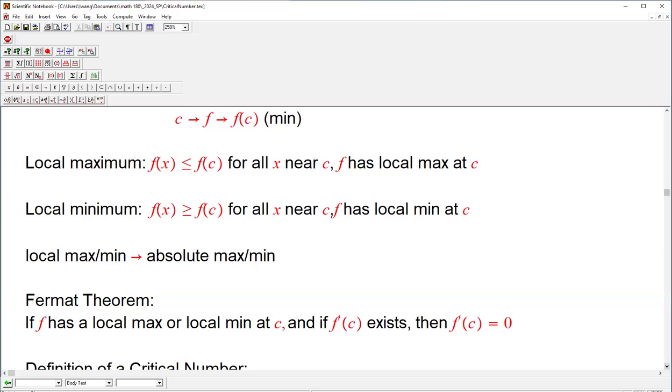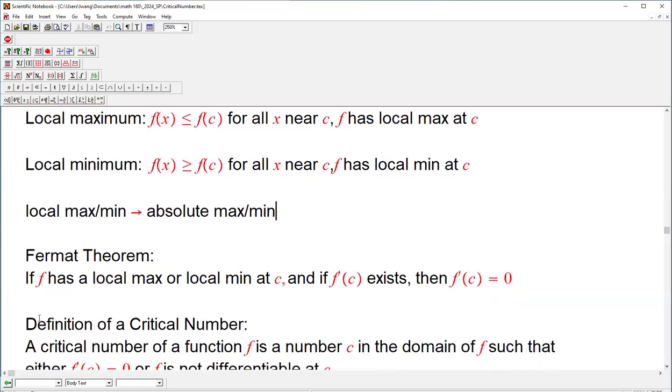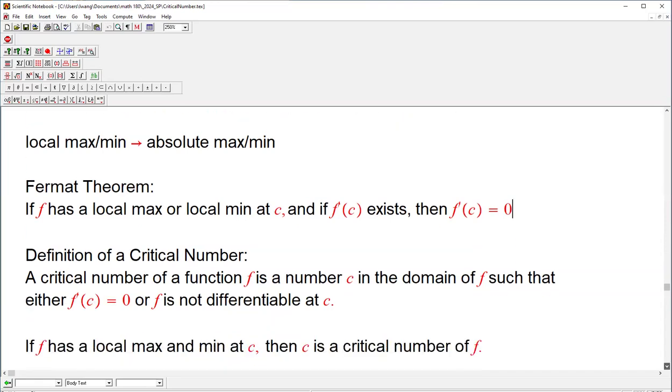The following theorem is about local max and local min, Fermat's theorem. Fermat's theorem says if f has a local max or local min at C and it's differentiable at C, then the derivative of f at C is 0. We have the proof of this theorem already, so please watch the proof either in Pronto or in Canvas. Then we'll talk about how to find local extrema because of Fermat's theorem.